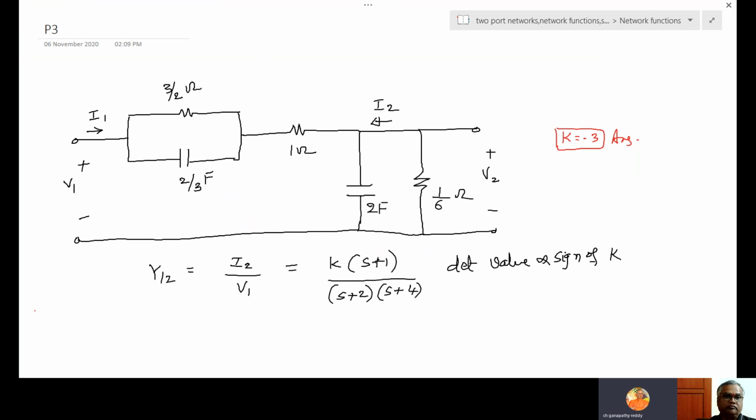So this is another problem. Y1 to I2 by V1. I2 is here. I2 by V1. So I2 by V1 already came as K by (S plus 1)(S plus 2)(S plus 3)(S plus 4). Determine the value and sign of K. So this K value we have to find.